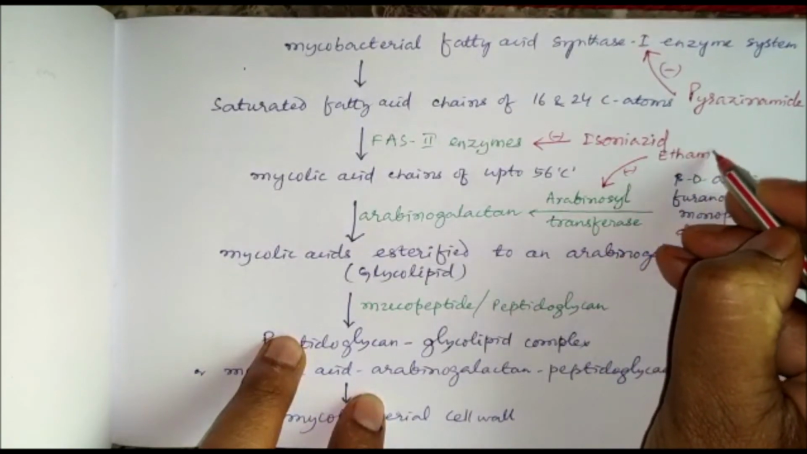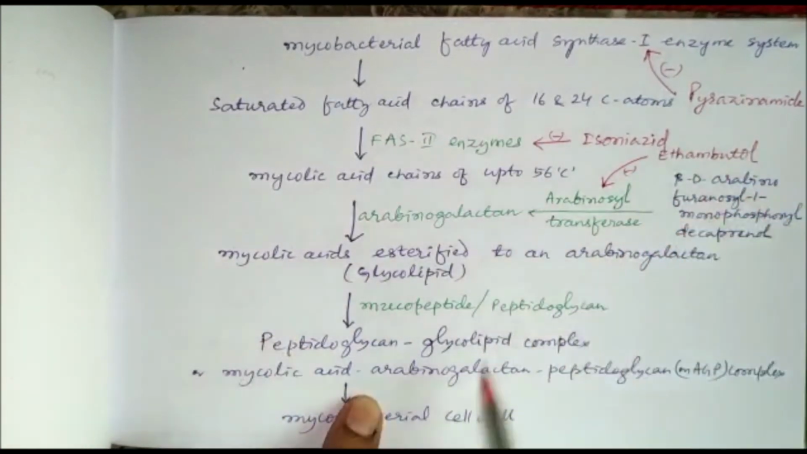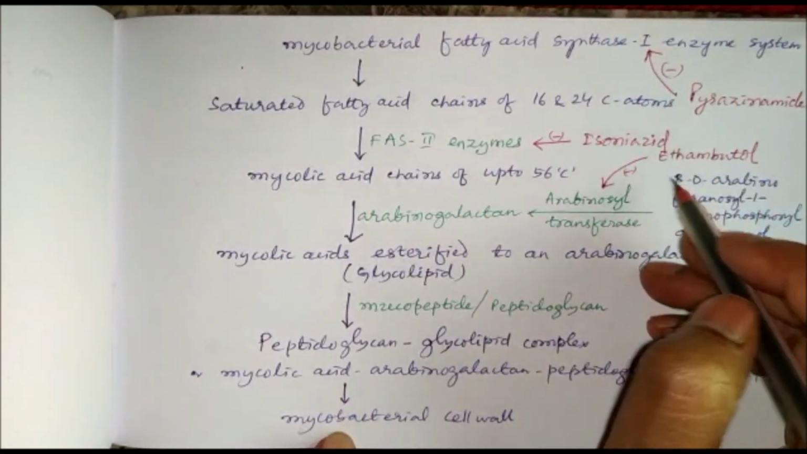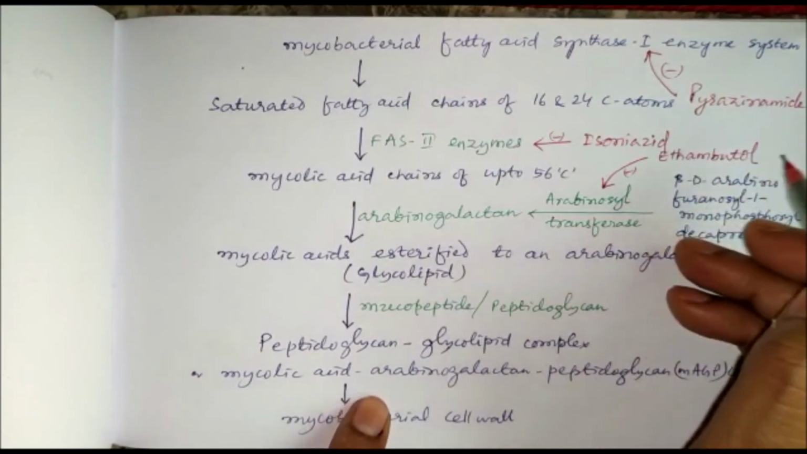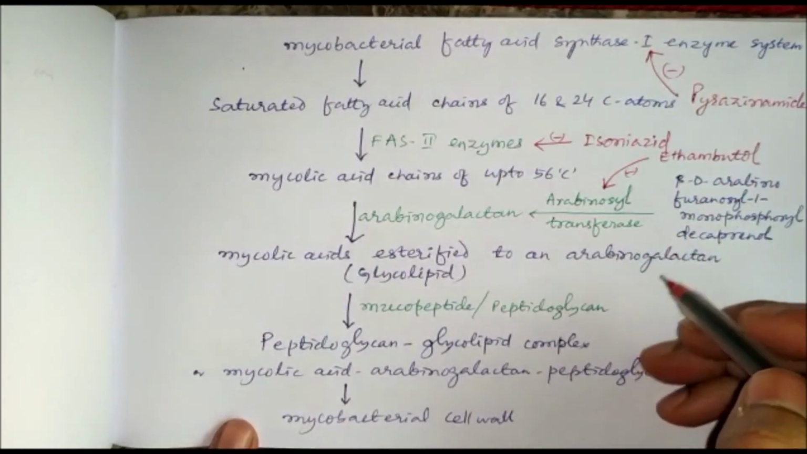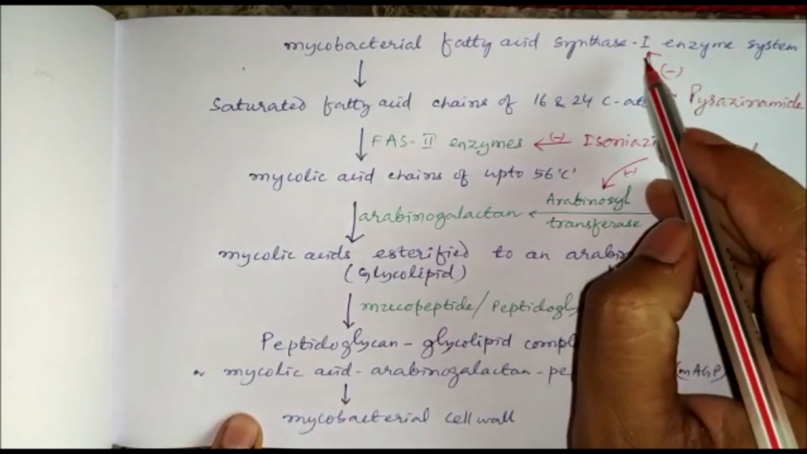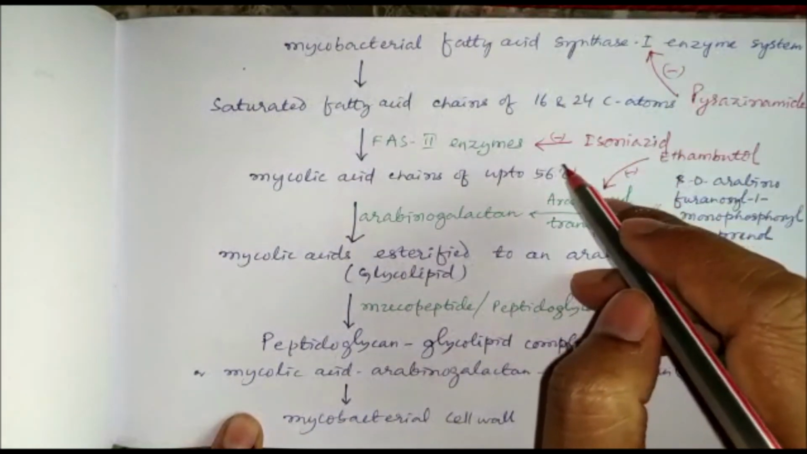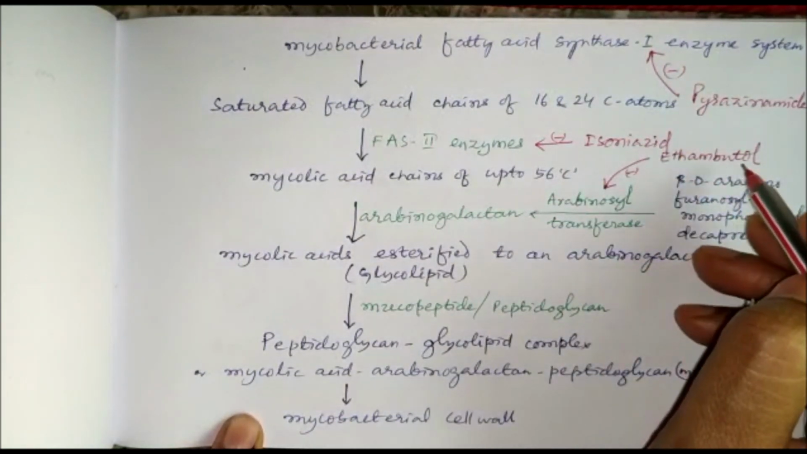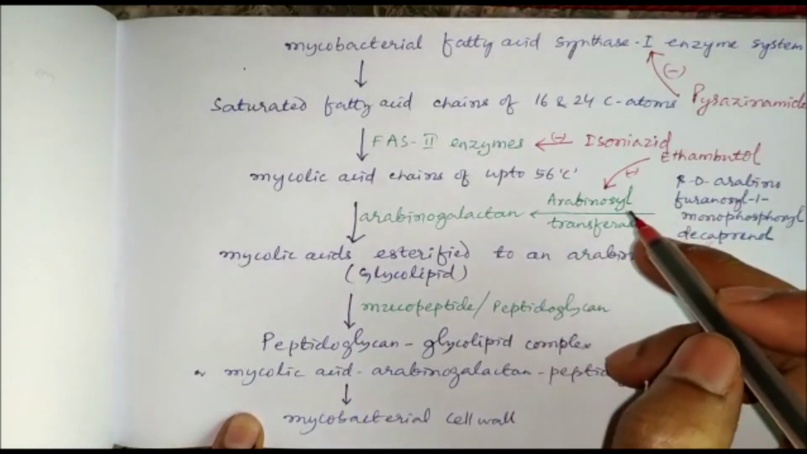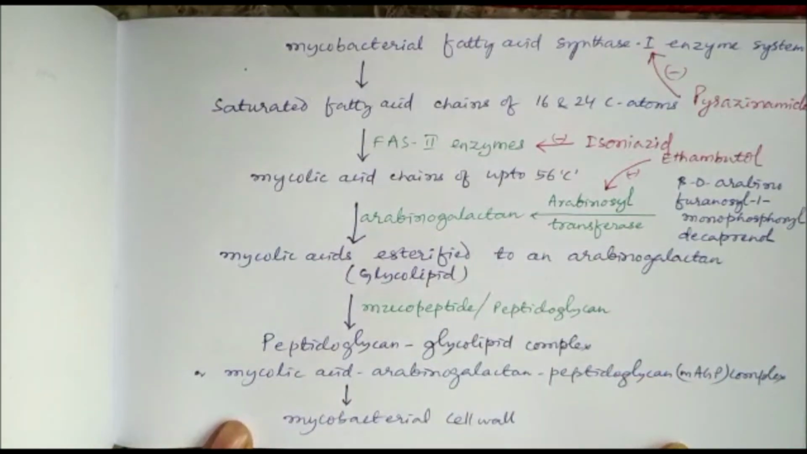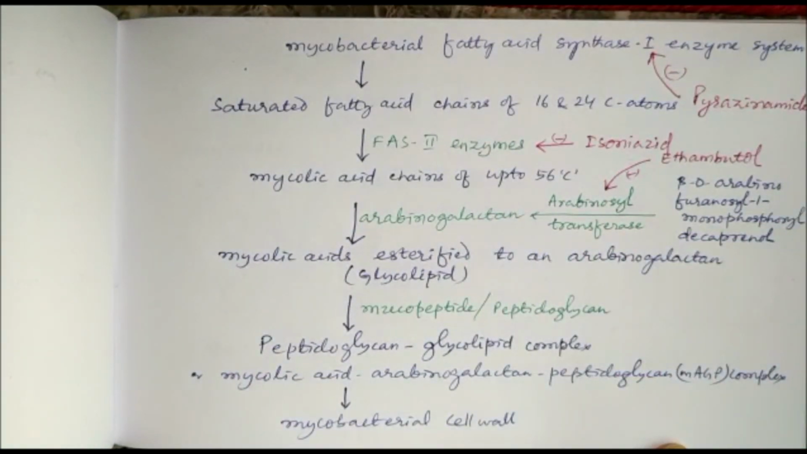In this way the mycobacterial cell wall synthesis is inhibited by these 3 drugs. These 3 antitubercular drugs inhibit mycobacterial cell wall synthesis. Pyrazinamide inhibits the fatty acid synthase 1 enzyme system, isoniazid inhibits the fatty acid synthase 2 enzyme system, and ethambutol inhibits the synthesis of arabinogalactan by inhibiting arabinosyl transferase. So this is all about mycobacterial cell wall synthesis and the drugs inhibiting it. Thank you.